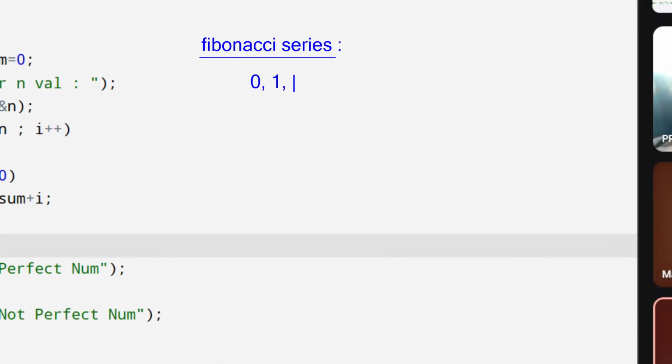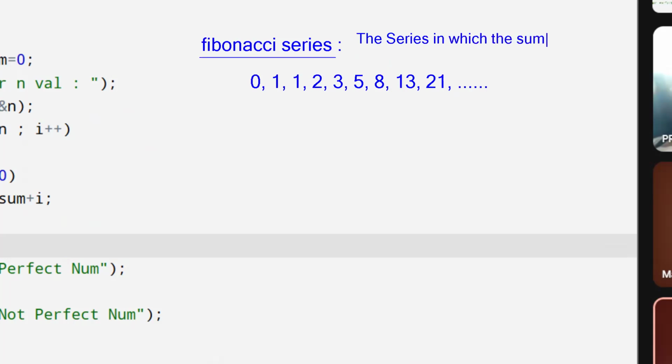Now add 0 plus 1 will give 1. Add 1 plus 1 will give 2. 1 plus 2, 3. 2 plus 3, 5. 3 plus 5, 8. 5 plus 8, 13. 8 plus 13 is 21, like this. So nothing but here it is, the series in which the sum of two consecutive numbers, meaning side by side, will be the next number.